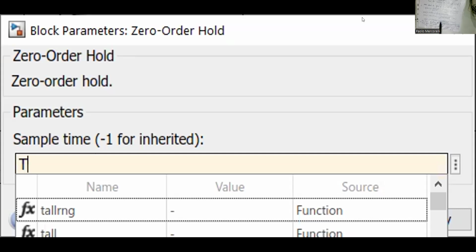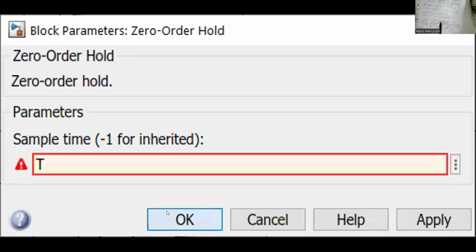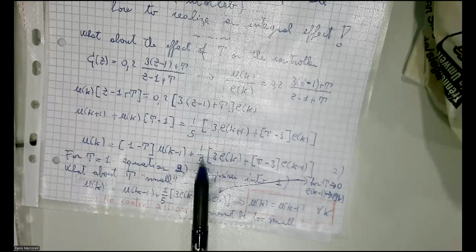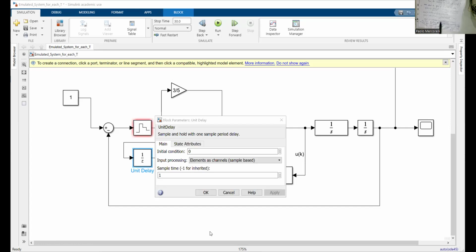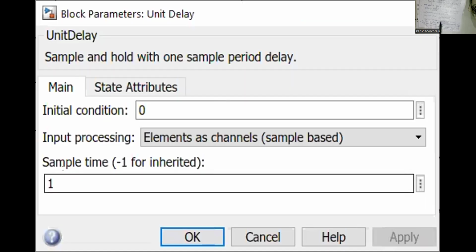I have to change it here, and also here, because the sample and hold should be held for the same time, or let me say, the system is delayed with the same time. This means I have to put t here.